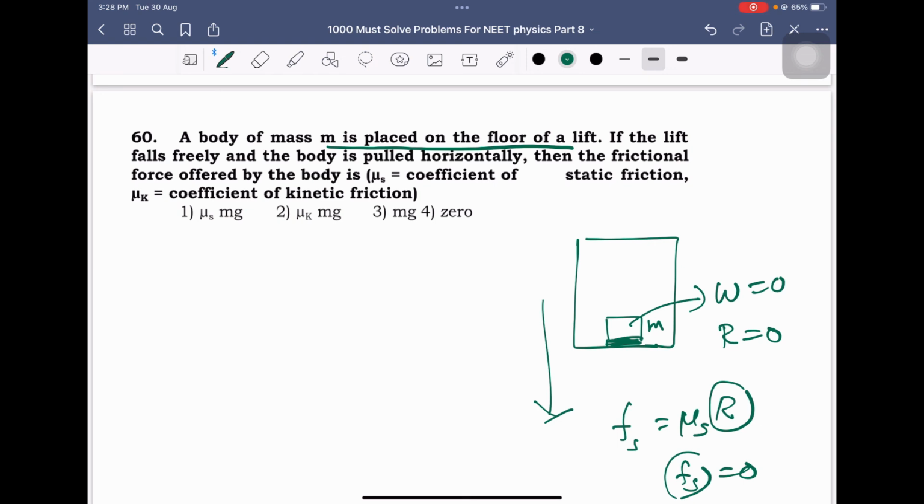If the frictional force becomes 0, then the frictional force offered by the body will be equal to 0. That means it becomes very easy for someone to pull this mass away, because there is no friction. If friction has to be there, reaction force has to be there. Now since the lift is under free fall, reaction force is 0, so frictional force is 0. So the fourth option is correct.